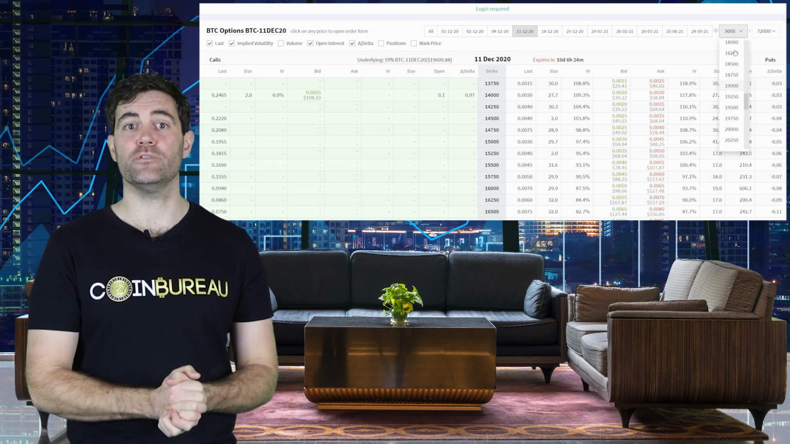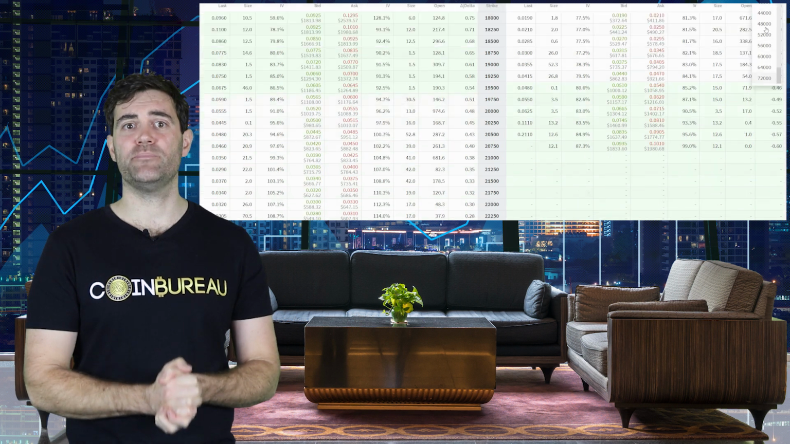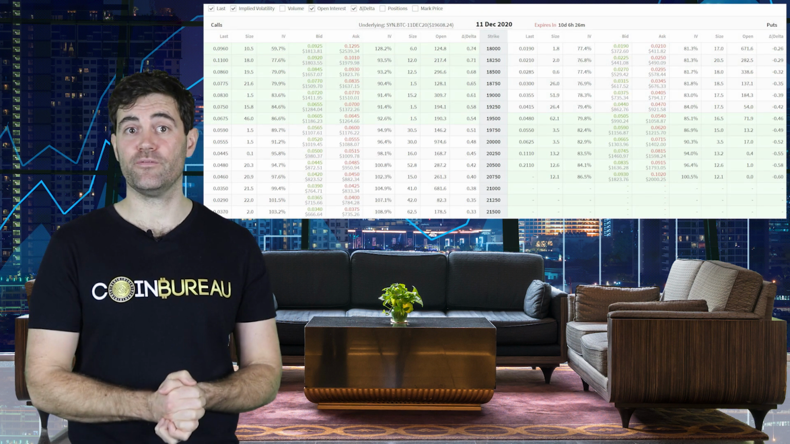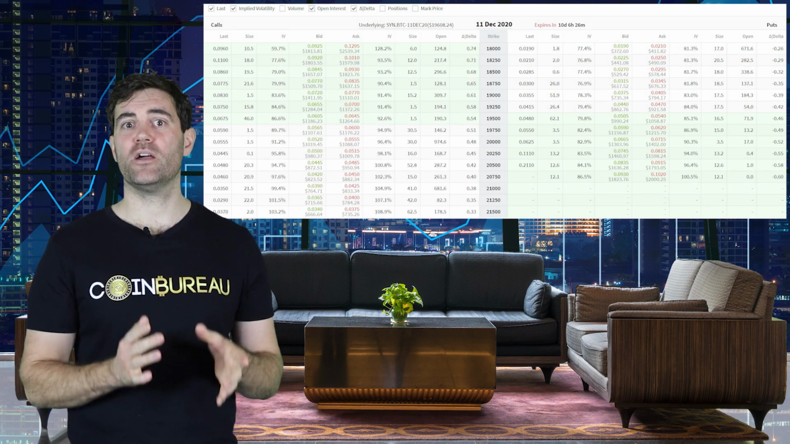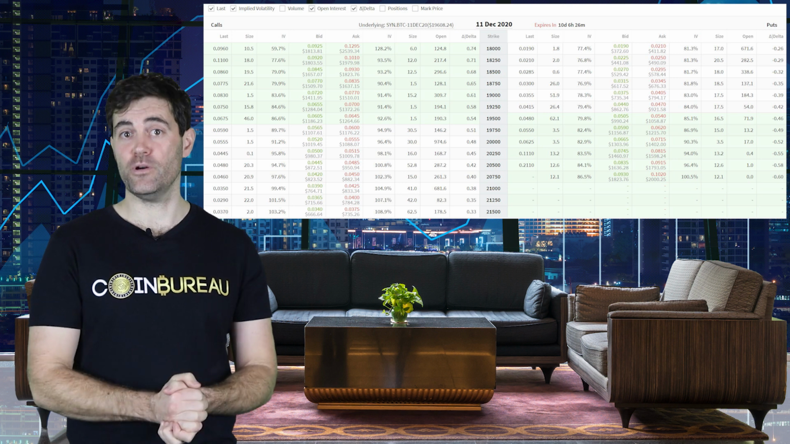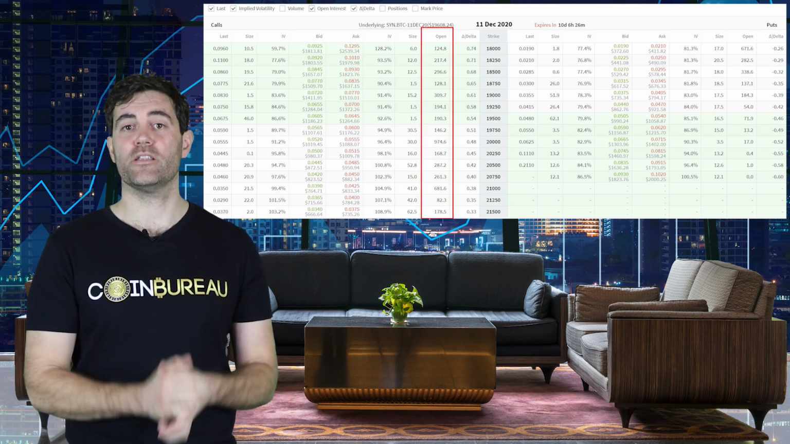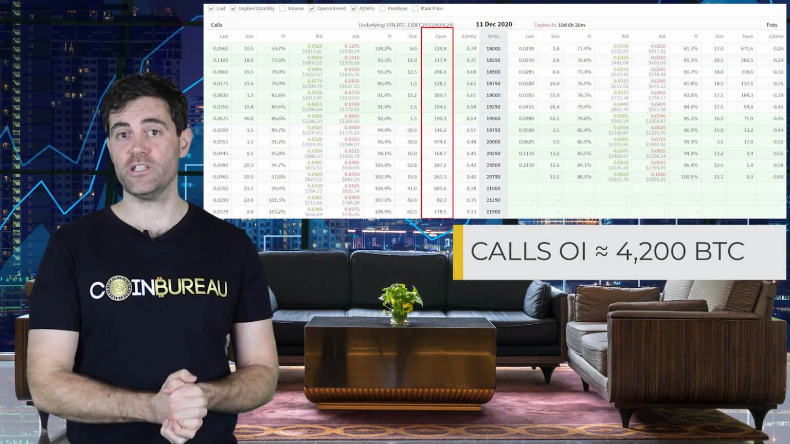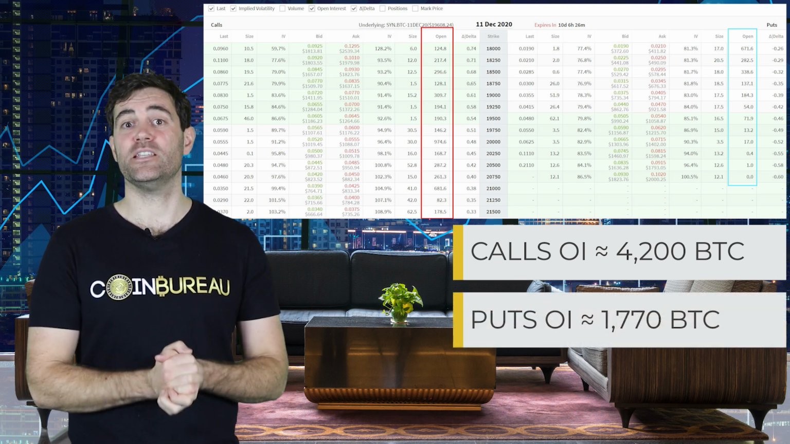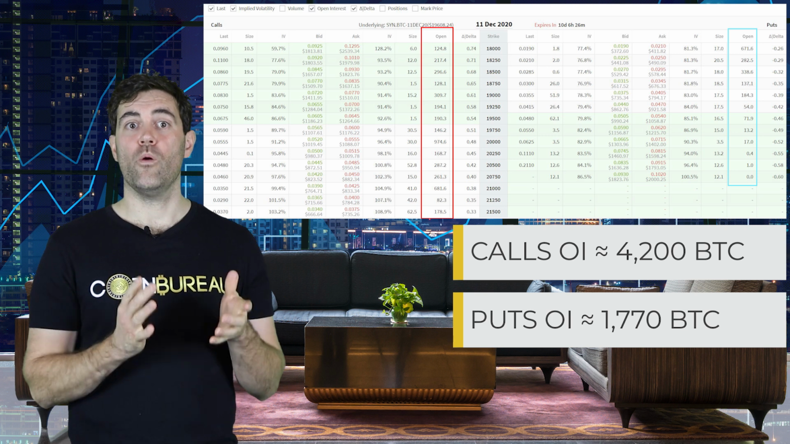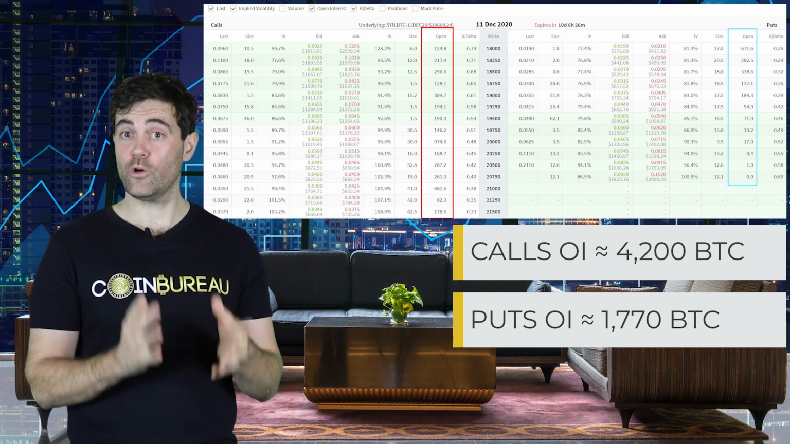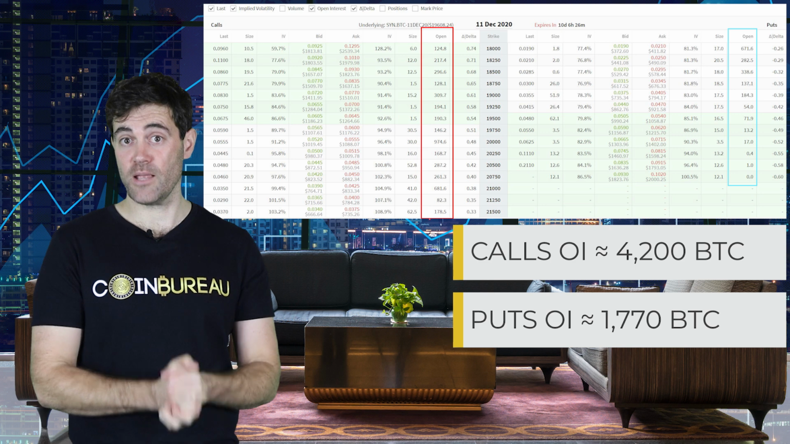In this case, I'm of the view that on the 11th of December, Bitcoin is likely to be within the 18K to 21.5K level. Hence, I take a look at all the options that fall into this range. Now, I want to try and determine the total outstanding notional or open interest on the call and then the put side. With these option expirations, the total open interest on the calls is about 4,200 Bitcoin, whereas on the put side, the total notional outstanding is about 1,770 Bitcoin. So, what this shows us is that as we roll forward towards the December 12th expiry date, there are a lot more call positions in the market, almost 2.4 times more.